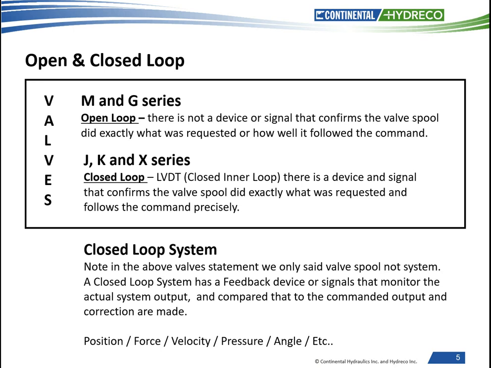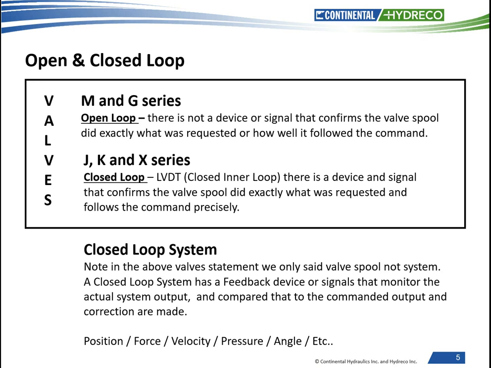M and G series. They are referred to as open loop components, meaning that when a command is given, there is no device or signal that confirms it did exactly what it was requested or how well it followed the command signal. In many applications, this is all that may be required. The benefit of this would be the most economical and robust control, and they can also be used in a closed loop system where high accuracies are not required.